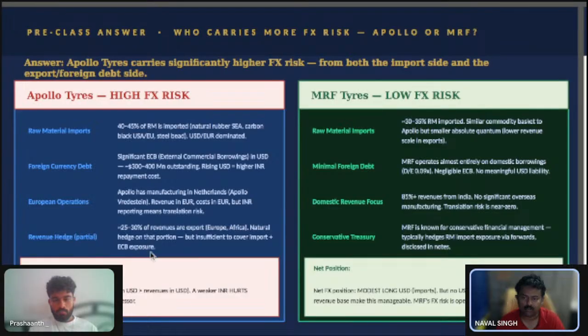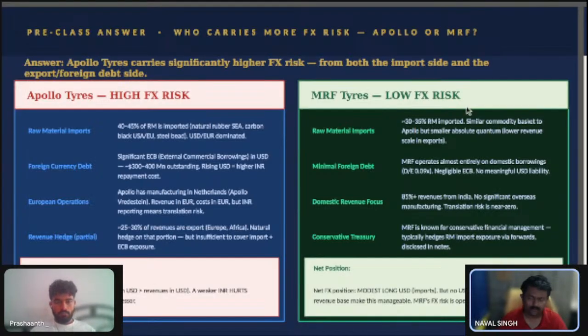So that is, the revenue hedge is partial. So the net FX position is that they're long on USD, meaning costs in dollars are more than the revenue in dollars. So a weaker INR hurts Apollo, and it's a credit risk. If a bank has given a loan to Apollo, the moment the rupee weakens, currently the rupee has become 92 rupees or something, it is a big risk for Apollo because now Apollo has to repay, or declare their debt, at a much higher rupee value.